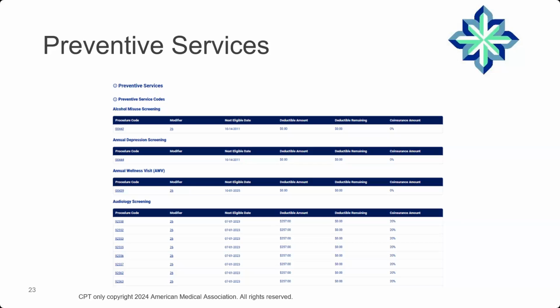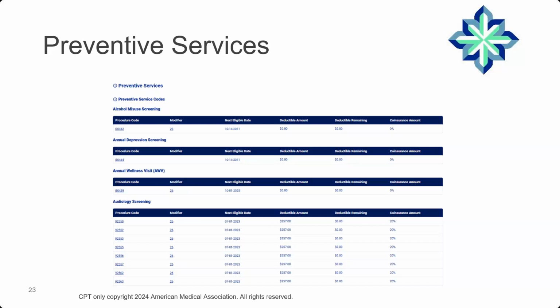You will see a column titled Modifier, and in the examples shown here, you can see the modifier 26 for professional component. This column can also contain a modifier TC for the technical component. There are also times where the professional component may have a different next eligibility date than the technical component, so that's just something you'd want to watch for.